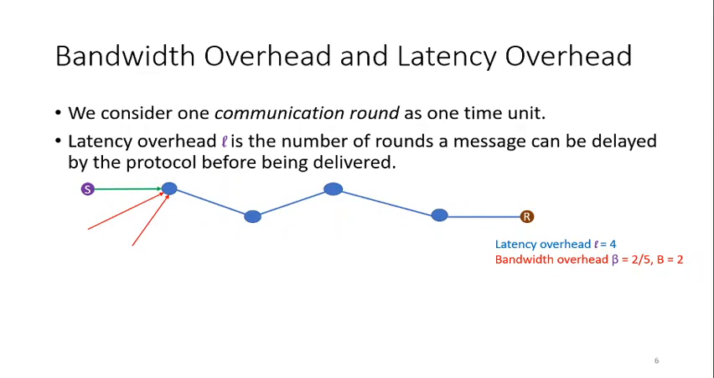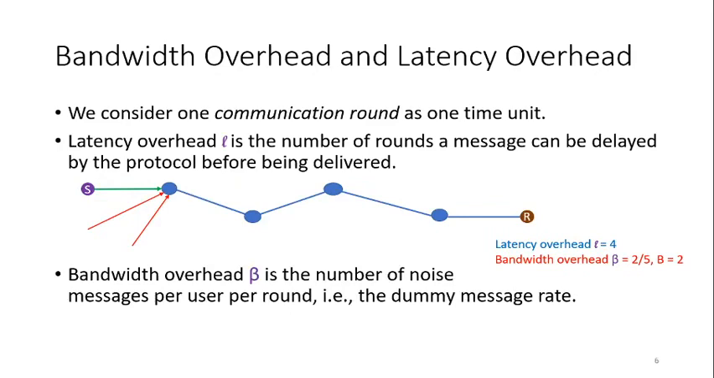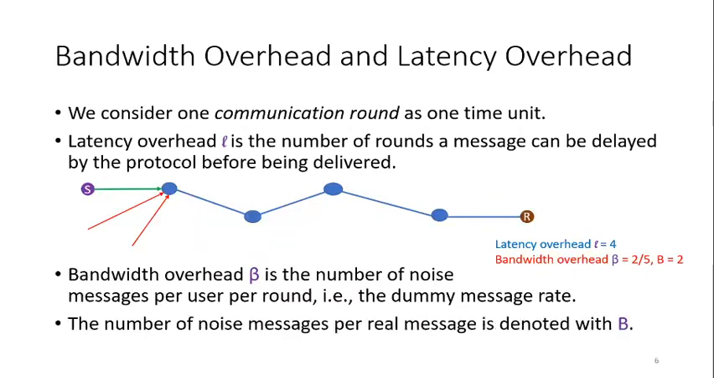The protocol here adds 2 noise messages which are marked with red arrows. So the bandwidth overhead beta is the number of noise messages per user per round. That is the dummy message rate. In this case, beta is 2 over 5. We also denote with B the number of noise messages per real message. In this case, B is 2, assuming there are no additional noise messages in the system during that time. Ideally, we want a protocol with strong anonymity, with constant latency overhead and constant bandwidth overhead.